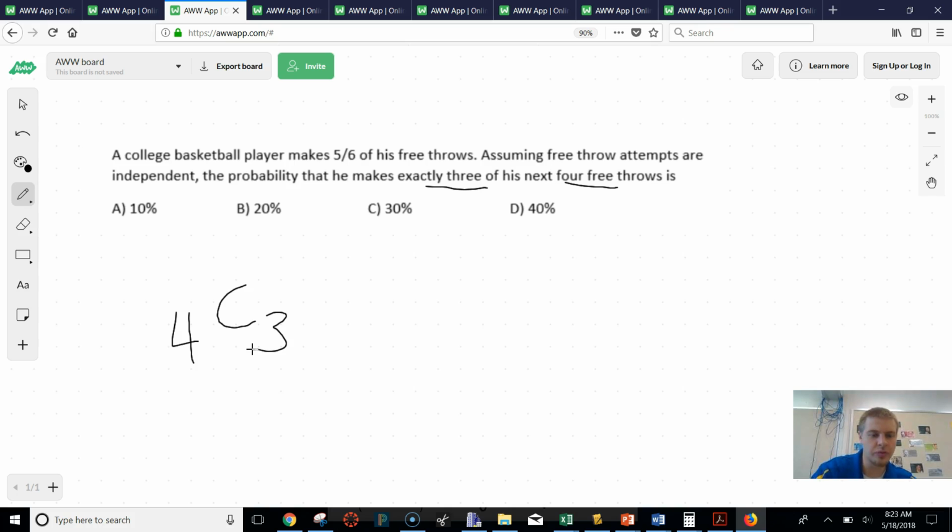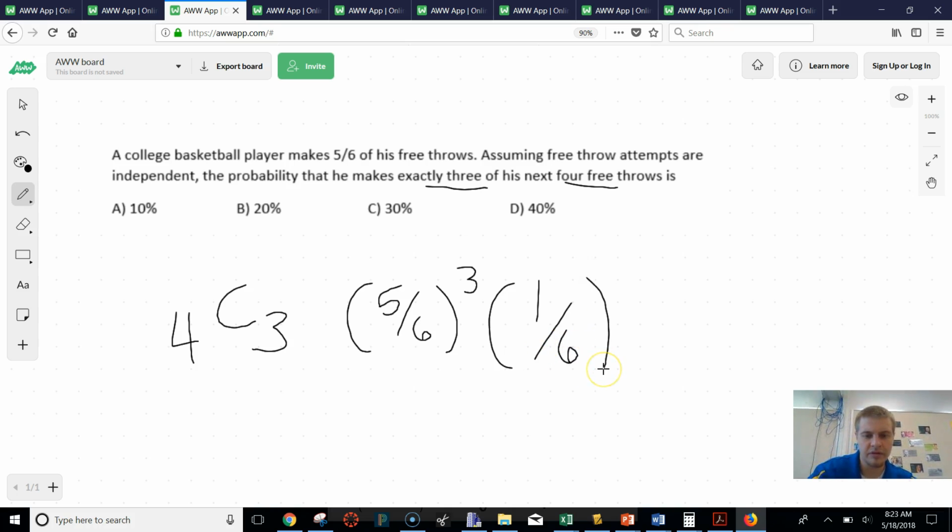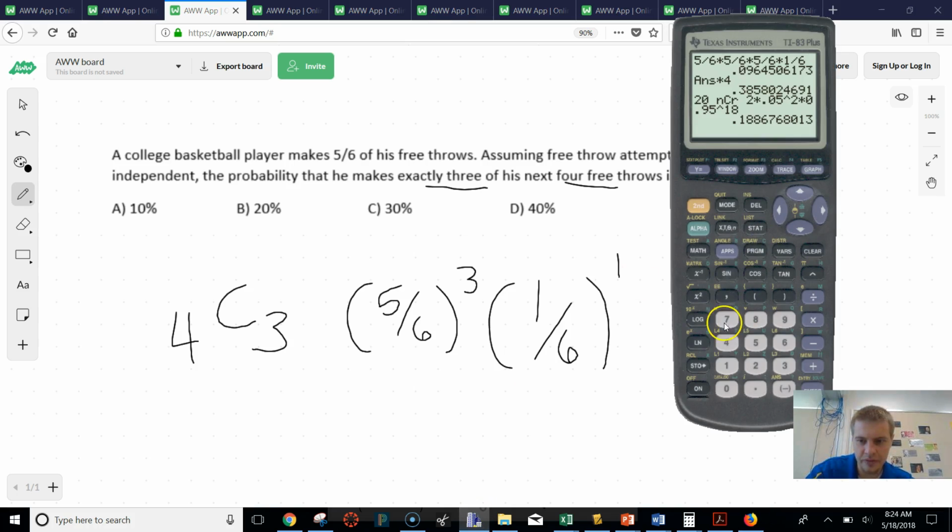So 4 choose 3. And then we have a 5/6 success rate. And we want 3 of those to go in. I have a 1/6 failure rate, and I want 1 of those to be a failure. So then we would do that.